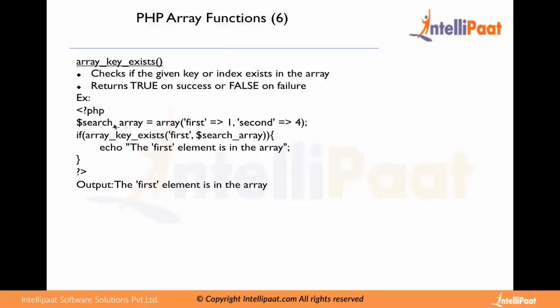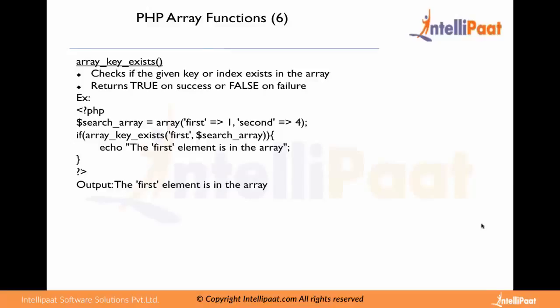So here in this example, I have an array in which I have two keys, first and second. I am using the array_key_exists function and I am passing the first key as the search key, and the second parameter will be the array. So this key will be searched in this array, and if it is present in this array, then it will give me the output. Otherwise it will not return me any output. Because this key exists in this array, I will get the output as the first element is in the array. So this is used to check if the key exists in an array or not.